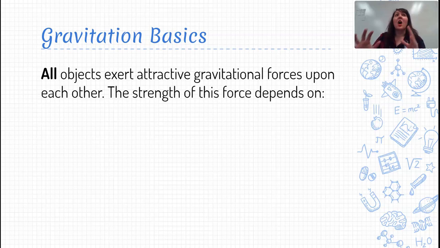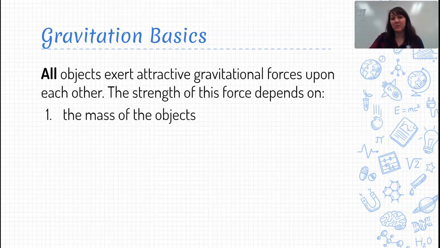First of all, objects exert gravitational forces upon each other. It's not just gigantic objects like suns and planets and whatnot. All things exert gravitational forces on each other. You exert gravitational forces on all the other objects around you and vice versa. So this is true for anything that has mass, really. The strength of that force, though, depends on two things. Number one, the mass of the objects.